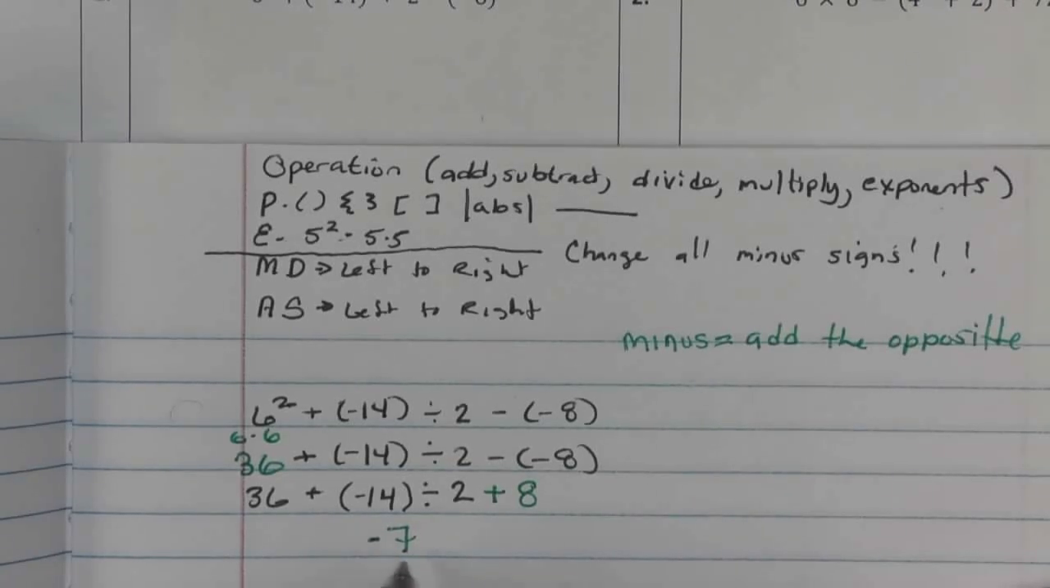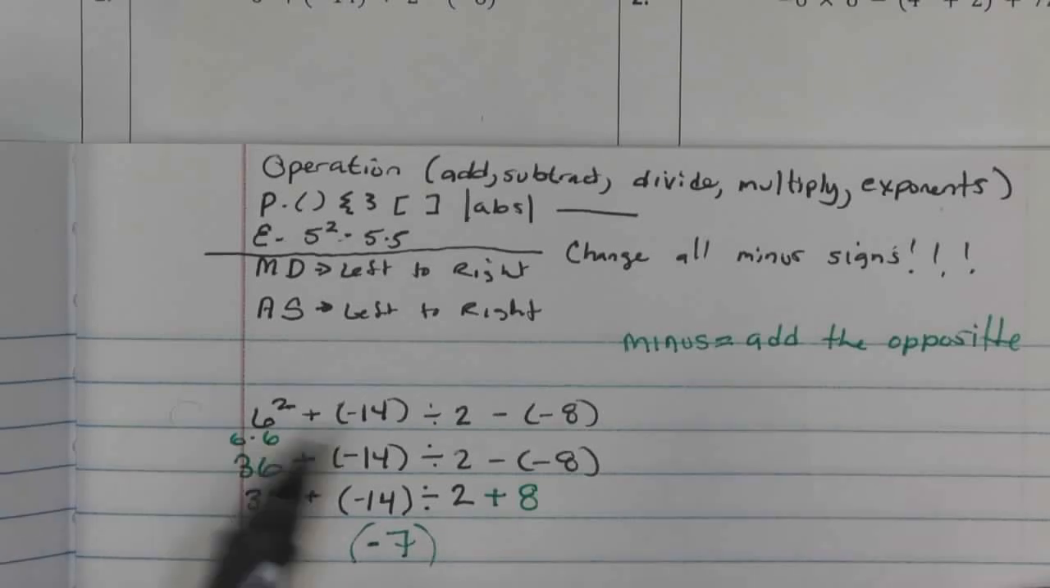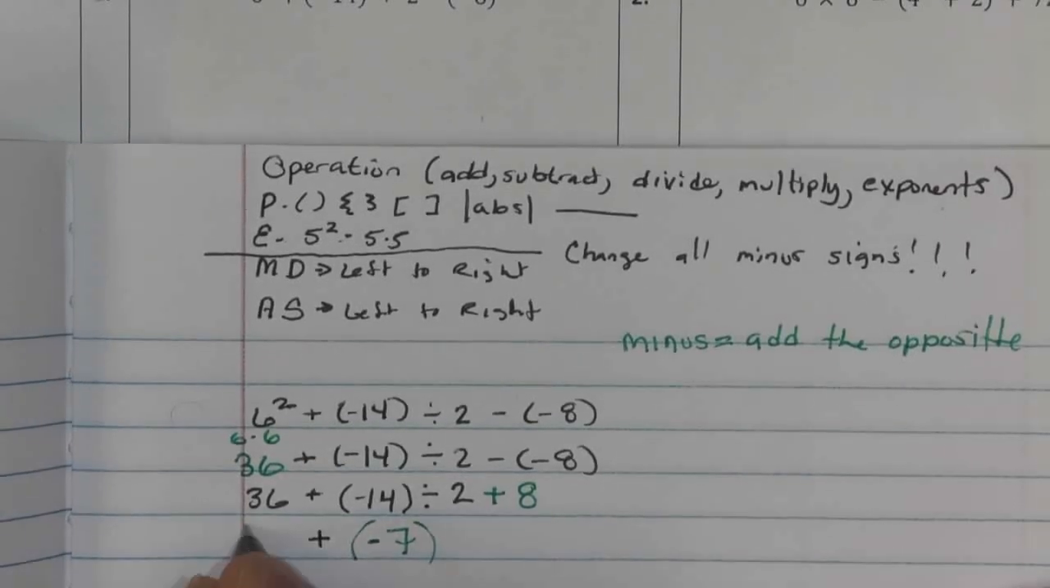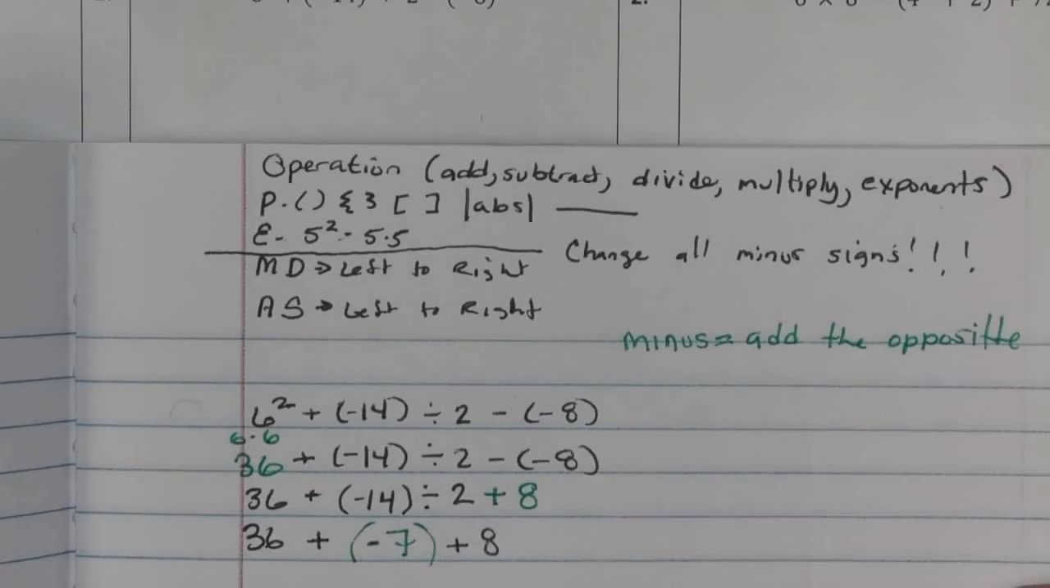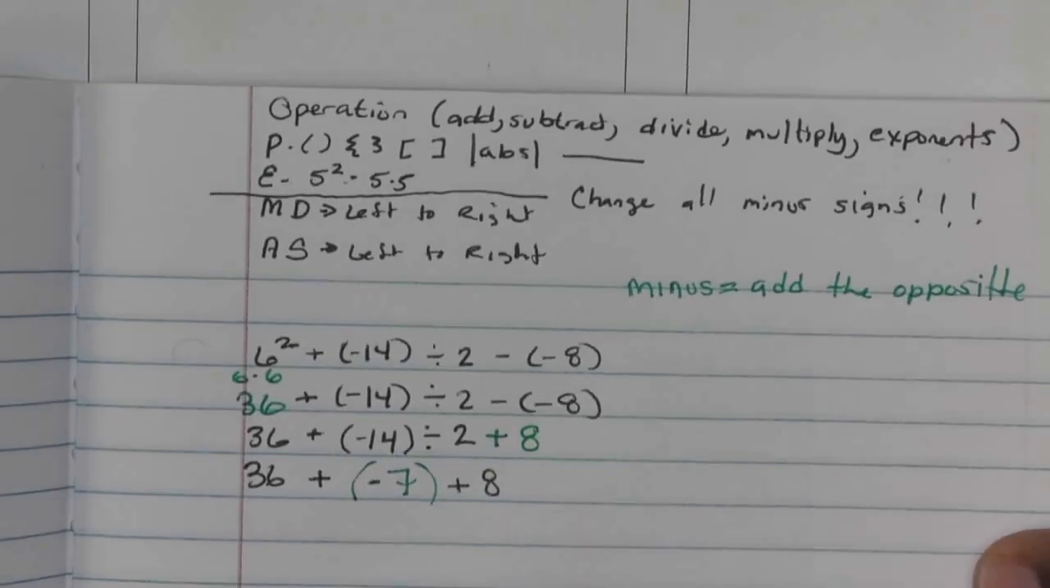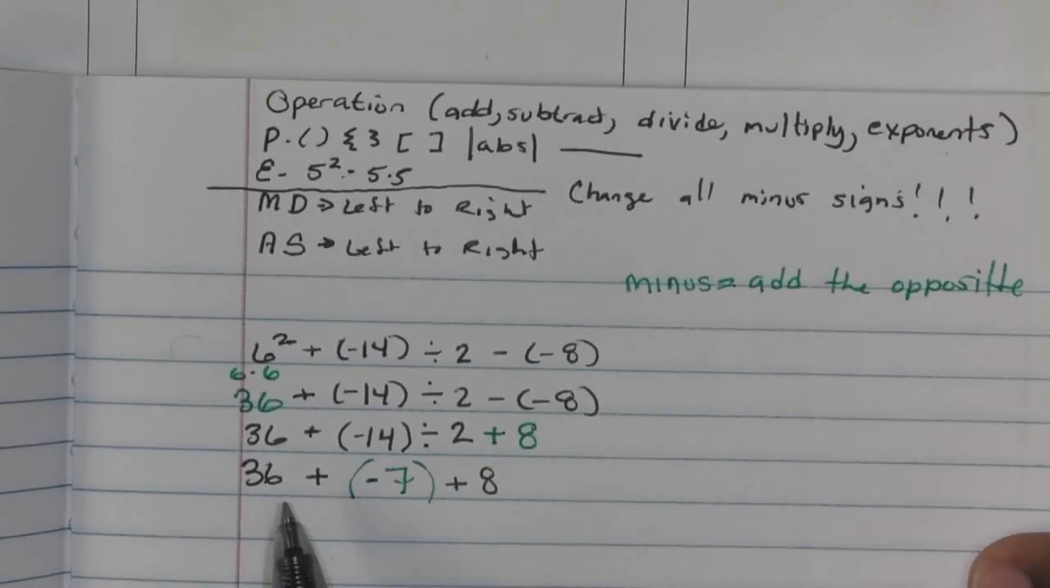All right, negative 7. And we're bringing everything down. The only reason I'm putting it in parentheses is because that plus is sitting right there. That's the only reason. So everything comes down. Plus 8. We're not going to have that many on the test, so I want to see everything. Now, we have all addition left. All right, here we go.